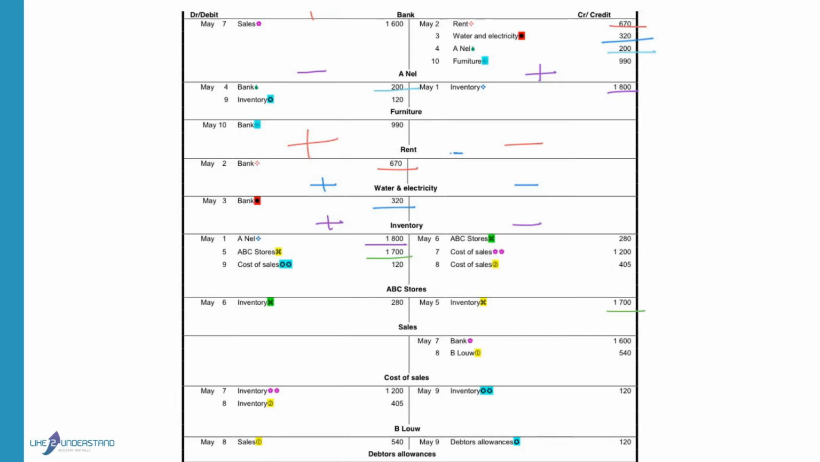Remember that the word that you write in the account, inventory, indicates that this double entry was done in the inventory account. And in the inventory account, you will write ABC stores or creditors control to indicate that the double entry was done there. So the words that you write inside the account always indicate where you can find the double entry.